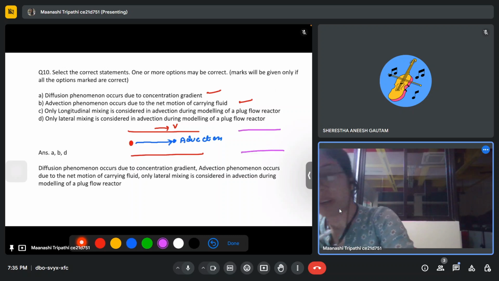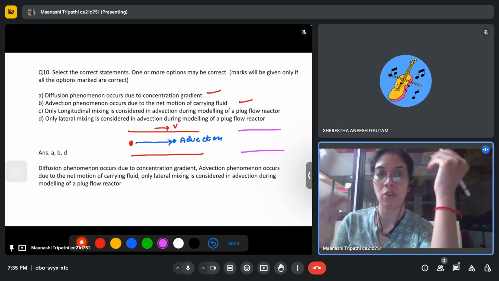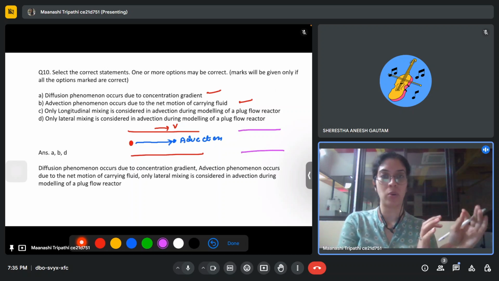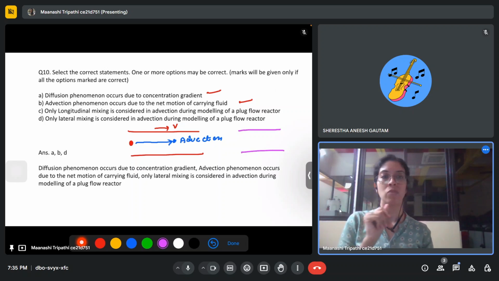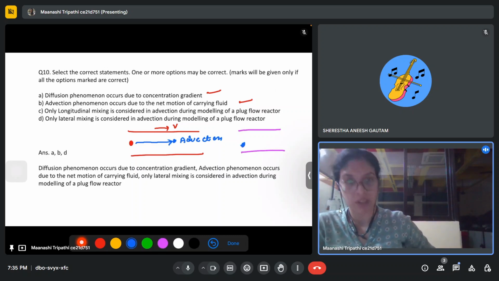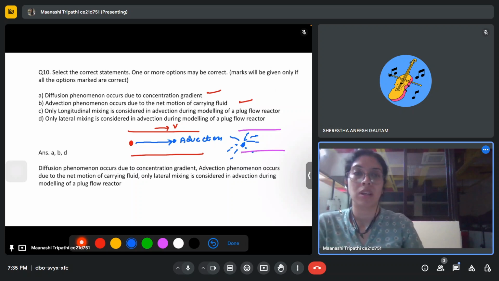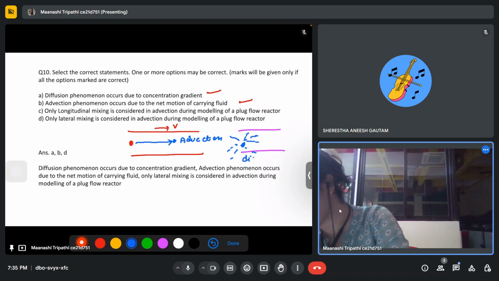Sir has given the example of perfume, right? The fan is off, AC is off, no wind flow. But if I open a bottle of perfume at one location, the person sitting at a very far location will get some smell. This is because of diffusion. In diffusion, there is some smell, bad smell, good smell, any kind of smell. This smell will start spreading due to concentration gradient. So this phenomenon is called diffusion.